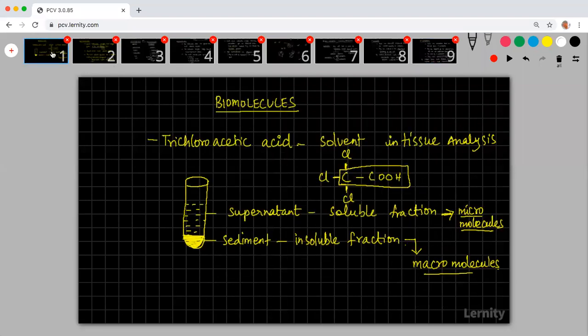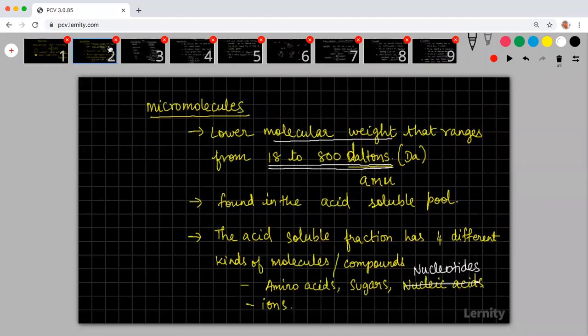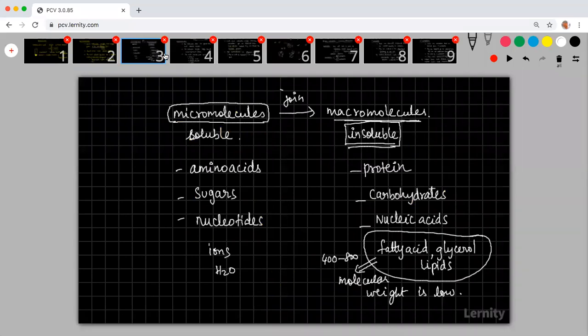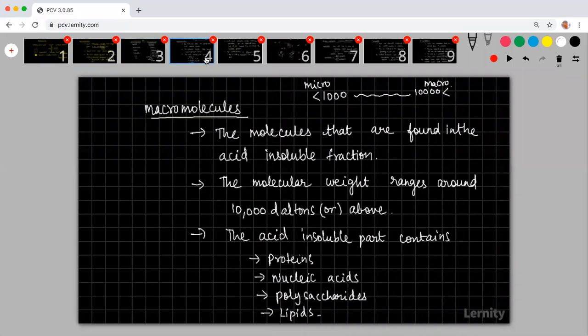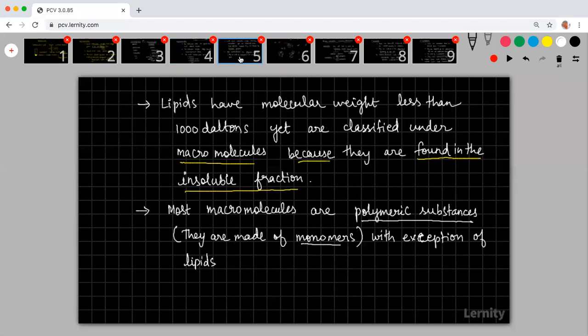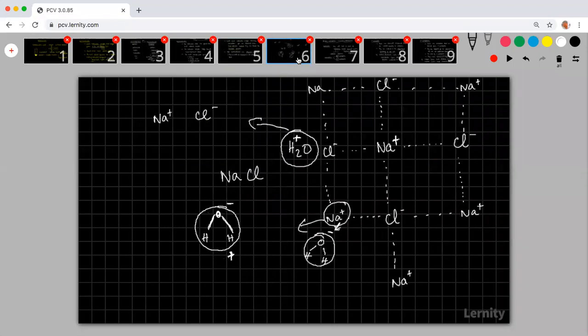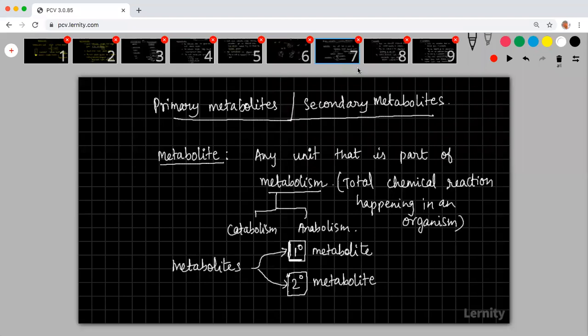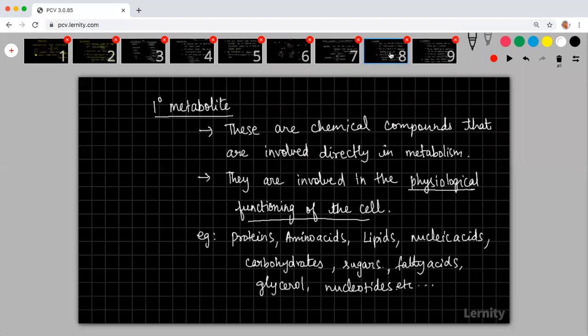First slide, second slide, third slide, fourth slide, fifth slide, sixth slide, seventh slide, eighth slide, ninth slide.